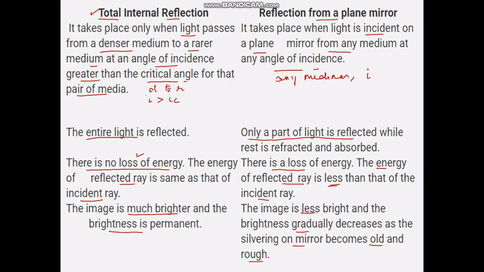So these were the differences in the phenomenon of total internal reflection, which takes place when light travels from denser to rarer medium when angle of incidence is greater than critical angle, and a normal reflection which takes place in any medium at any angle.